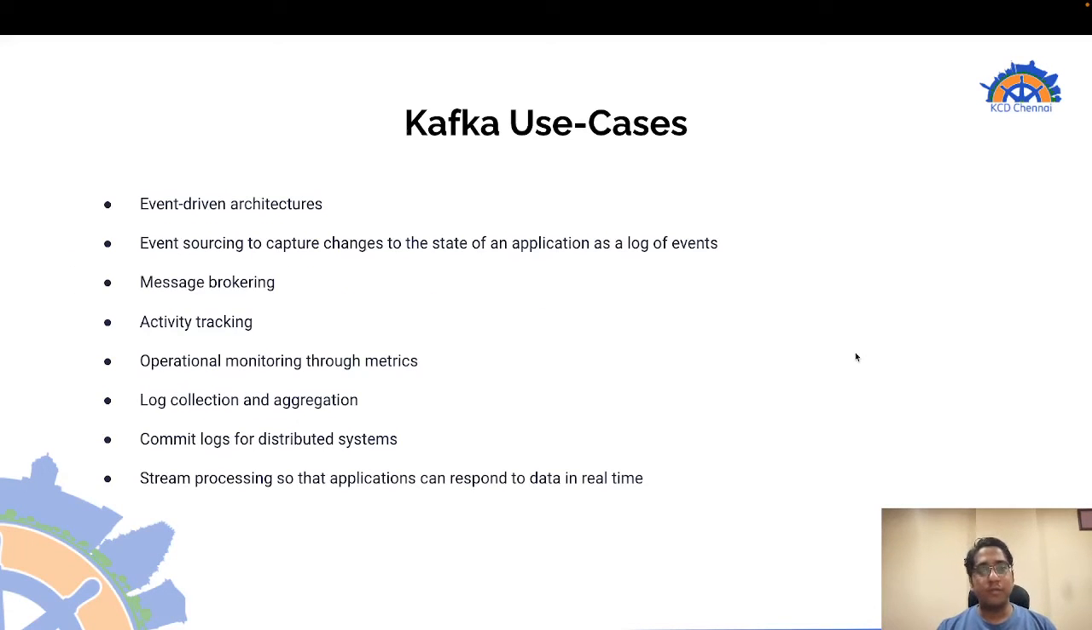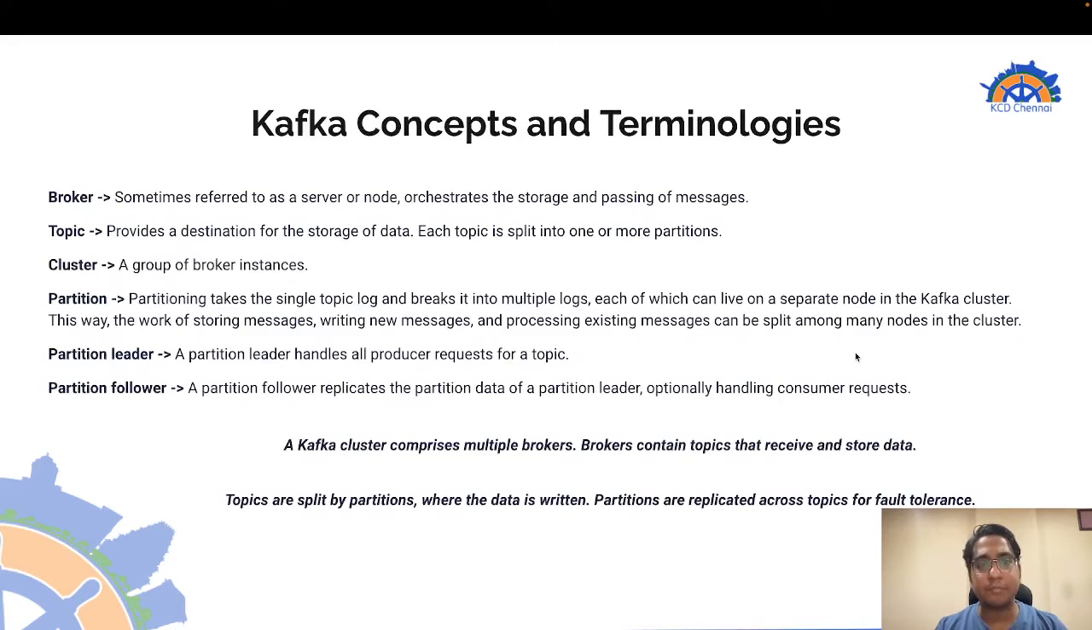Some of the use cases: of course, it's very popular in event-driven architectures. It is also used in event sourcing to capture changes, message brokering, activity tracking, operational monitoring through metrics, log collection and aggregation. Of course, commit logs for distributed systems, but also stream processing so that applications can respond to the data in real time. So for the majority of pipelines, if you're building pipelines, Kafka would be the central nervous system in that pipeline.